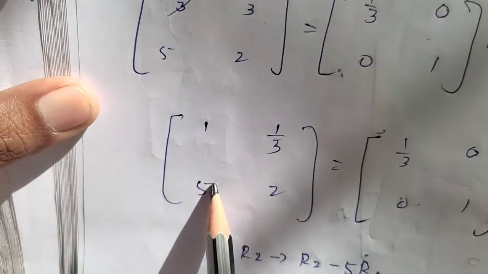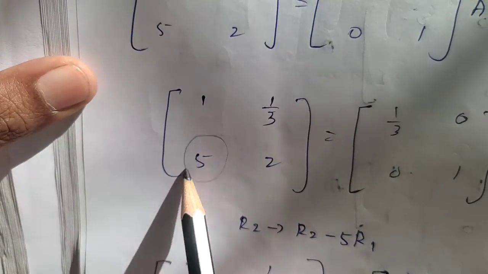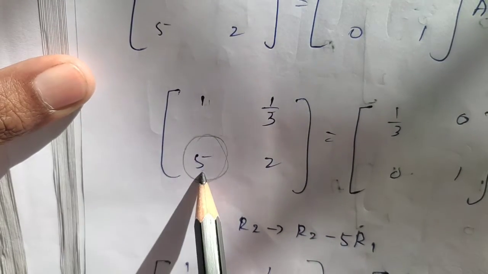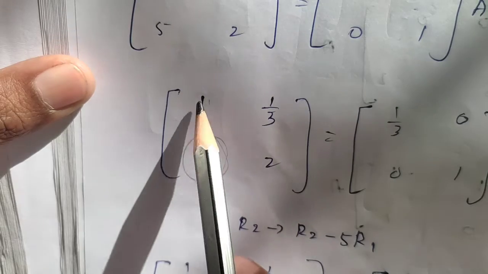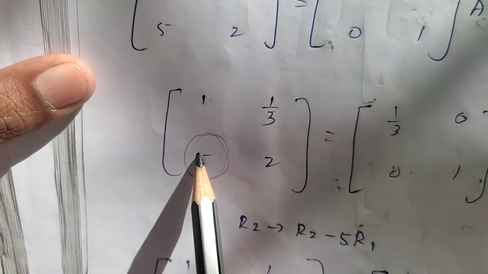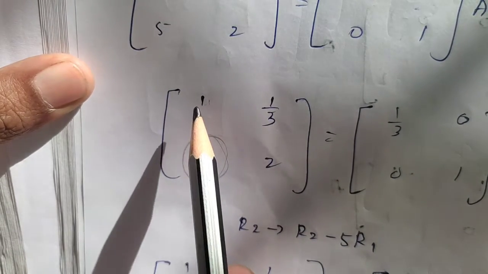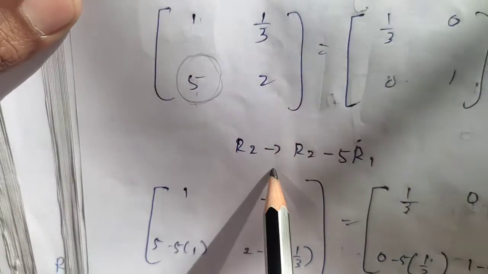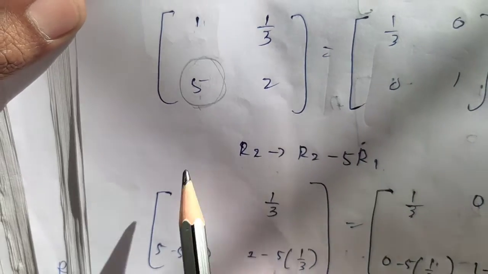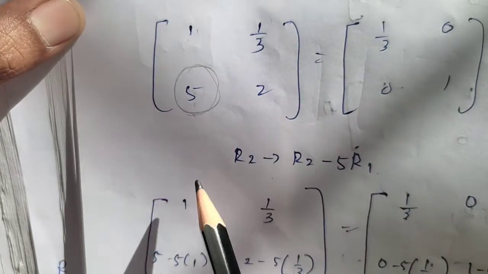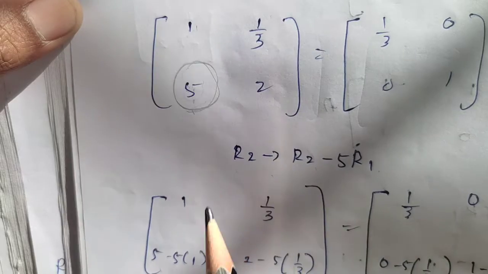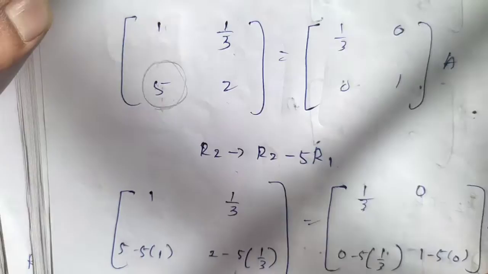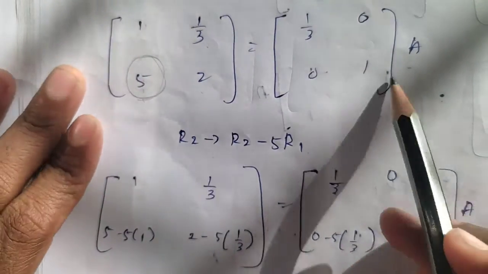So next step is to make this element 0 with the help of R1. So how will you make this 0 with the help of R1? 5 minus 5 will give you 0. So R2 minus 5 into R1 will give you this element 0. So R2 tends to R2 minus 5 R1. It is followed 1 by 3. R2 is getting changed. 5 minus 5. 2 minus 5 into 1 by 3. Same thing in the RHS side.